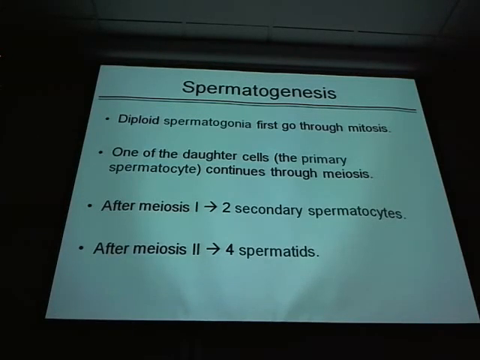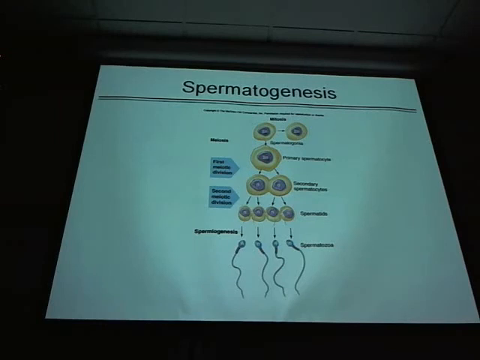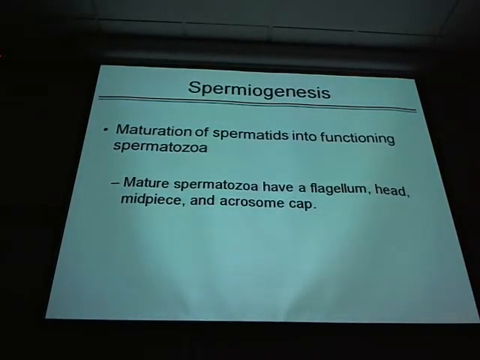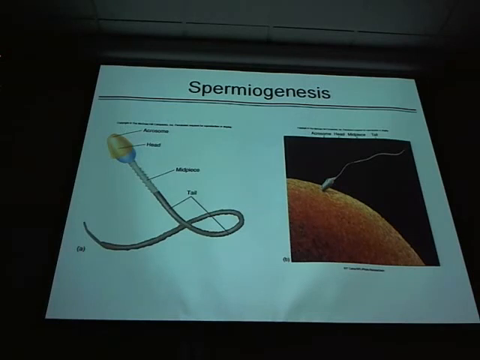Spermatogenesis: diploid cells go through mitosis, one daughter cell. After meiosis, you have two secondary cells, then meiosis 2, four spermatids. So one goes to four. Spermiogenesis is maturation into functioning sperm, usually taking place in the epididymis.